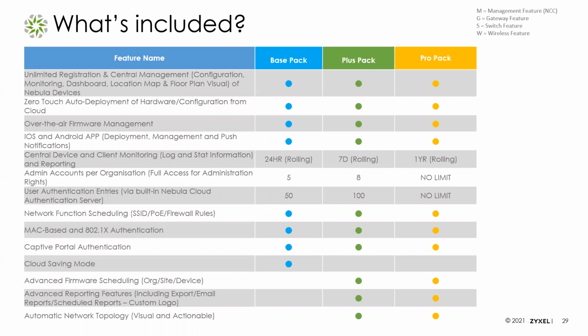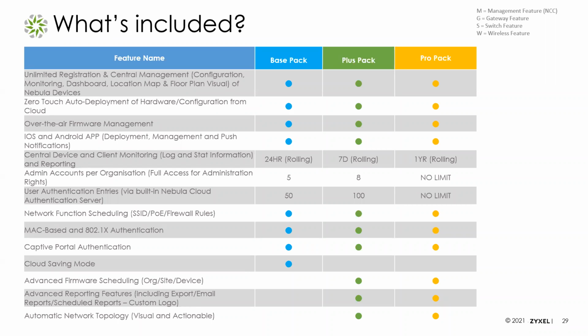Another difference here is when it comes to admin accounts. So with the free version of Nebula, you can have up to 5 different admin accounts for each customer that you're managing. Plus Pack gets you 8 accounts, and then with Pro Pack, there is no limit to the number of admin accounts you can have assigned to each one of your customers.